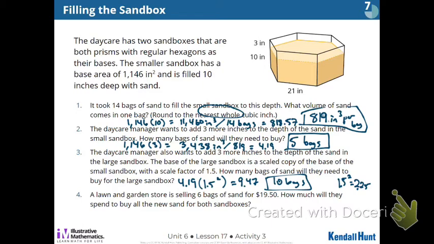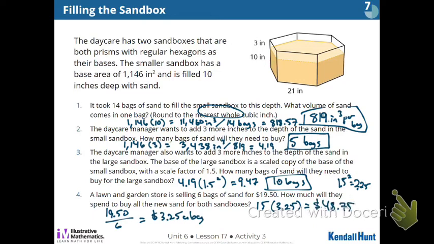So if they're selling 6 bags for $19.50, how much is a bag? How could I figure that out? Well, $19.50 divided by 6 gives me $3.25 a bag, right? Now there's 2 answers I would take here. I originally just did 1 answer. I said I was going to do 15 bags at $3.25. That was my original answer. You guys vibe with that? 5 for the little one, 10 for the big one, or $48.75.